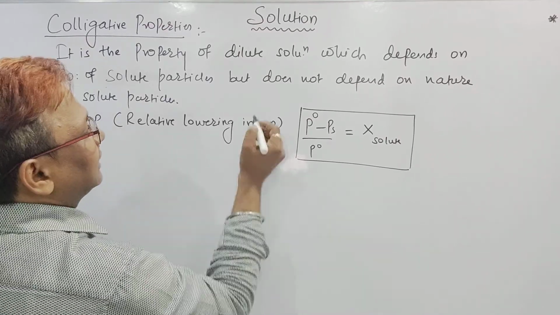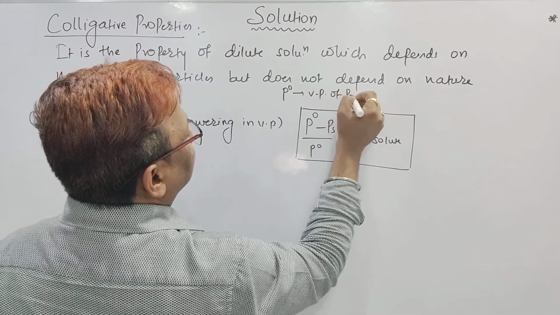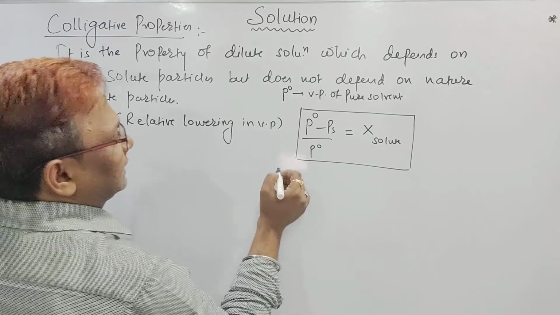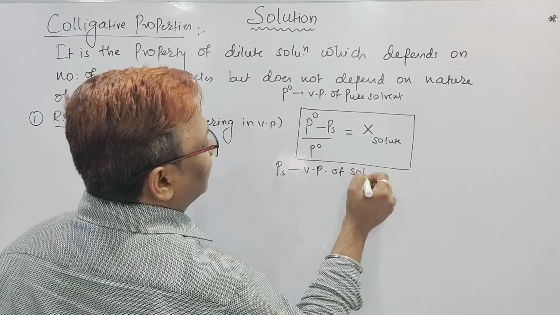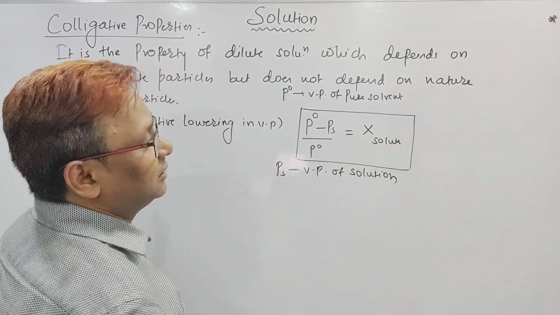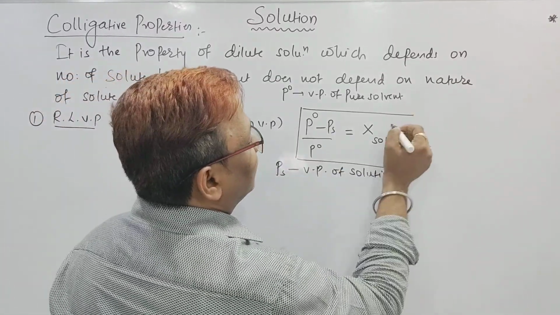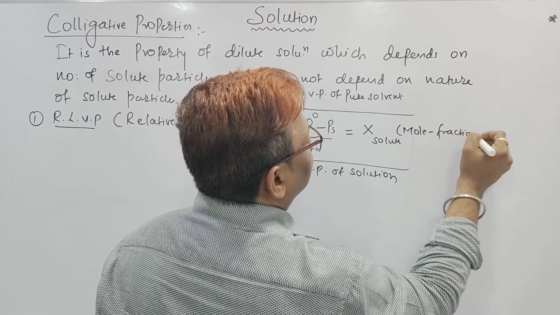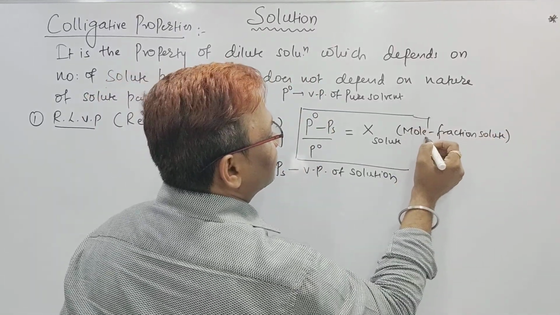If you don't know, let me explain better. P0 is the vapor pressure of pure solvent. Beta, what is PS? PS is the vapor pressure of solution, meaning solvent containing some solute is called a solution. What is X solute, beta? It is the mole fraction of the solute. So X is the mole fraction of the solute.